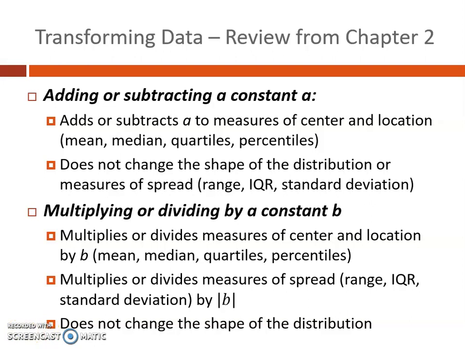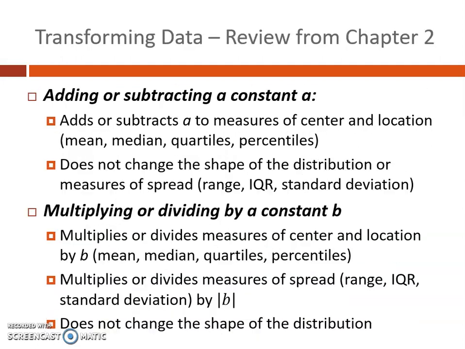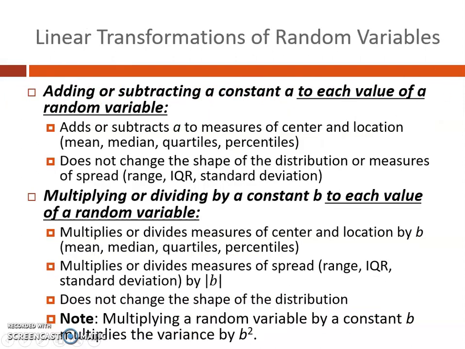We've also seen that when you multiply or divide by a constant value, not only does it multiply or divide the measures of center, but it also does the same thing to the measures of spread by its absolute value. So that is just a review. It also does not change the shape. Now, the same thing is going to be true when you do this to a value of a random variable. So doing it to data values is going to be the same as doing it to the random variable. It does the exact same thing either when you add or subtract or multiply and divide.